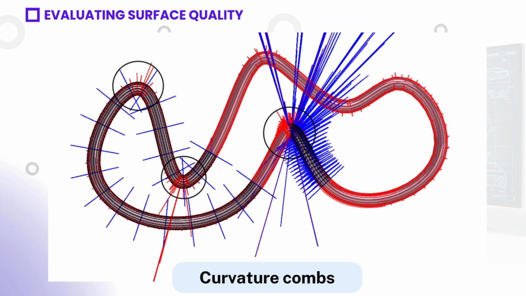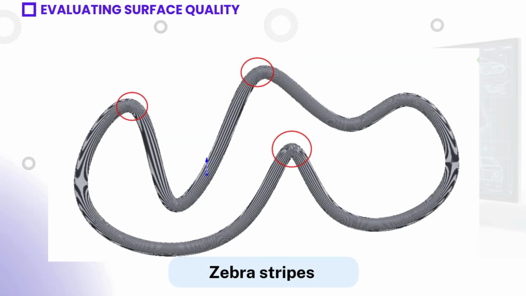SOLIDWORKS provides tools to evaluate surface quality. Curvature combs show how curvature changes along a curve. On screen, a continuity failure is highlighted with a black circle, where the curvature comb becomes dense and uneven on the geometry. Zebra stripes reveal continuity problems between surfaces. On screen, a reflection break is highlighted with a red circle, where the zebra stripes suddenly change direction or spacing. These tools help us see problems before manufacturing. Without analysis, surface modeling becomes guesswork.